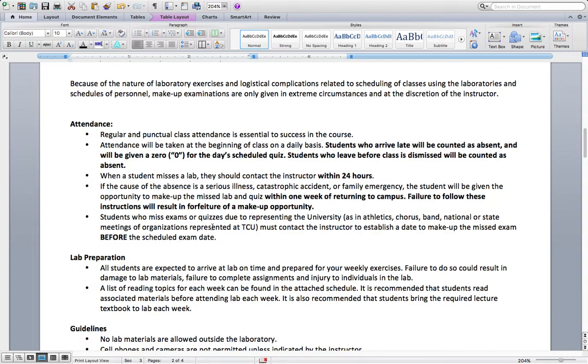Please let us know as soon as you can if you know that you're going to be missing, so that we can make arrangements for you to either attend another lab that week, or your instructor can make time with you to make it up.